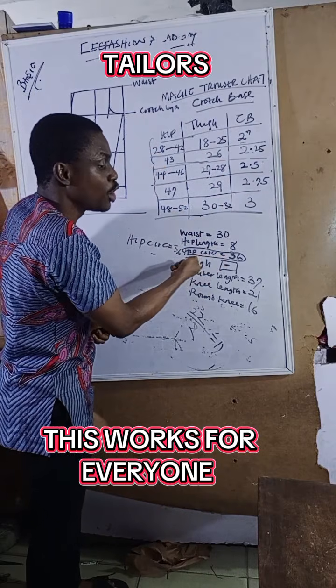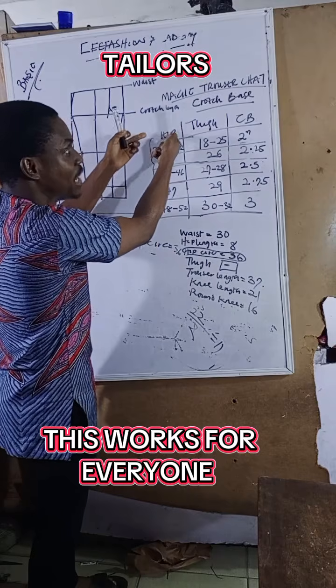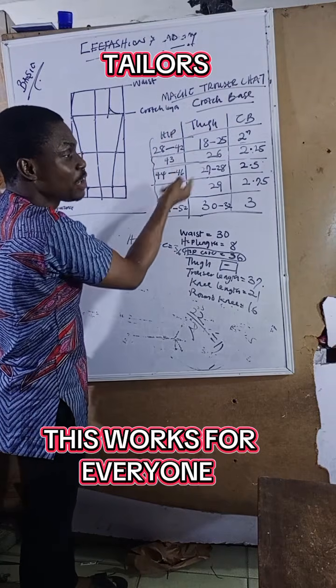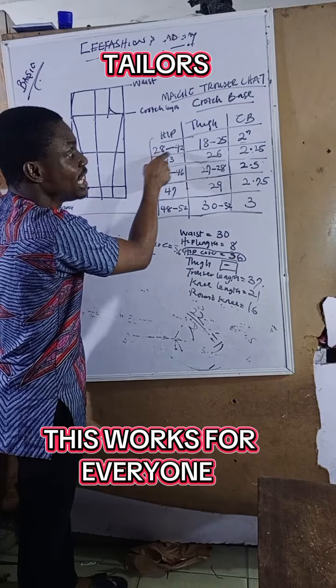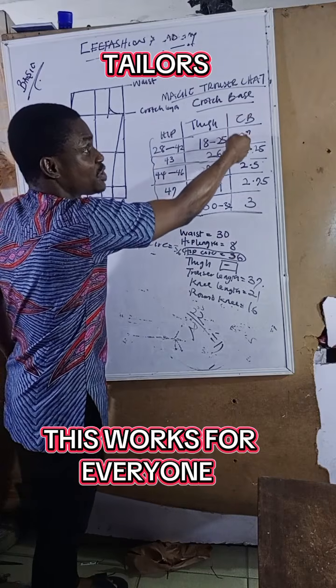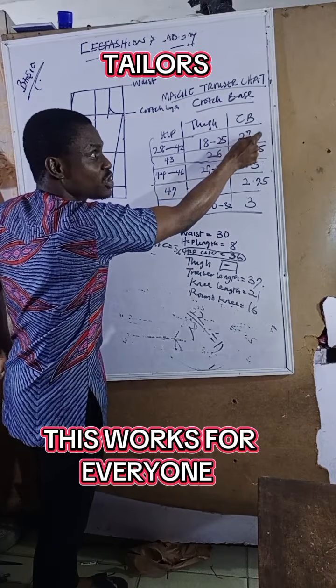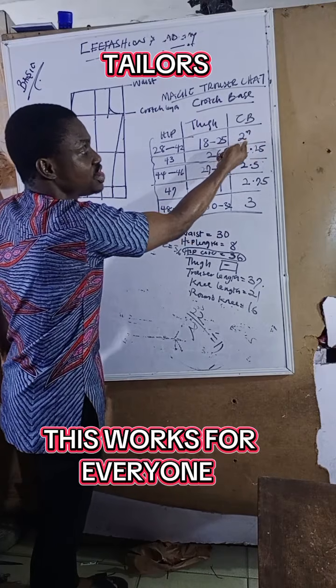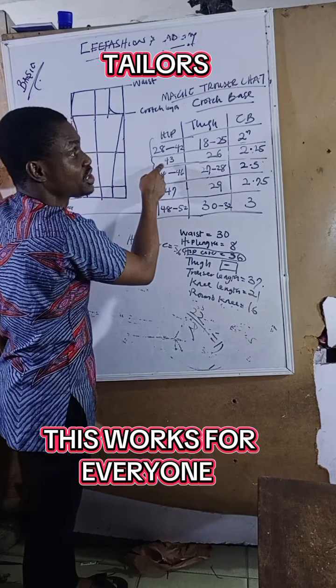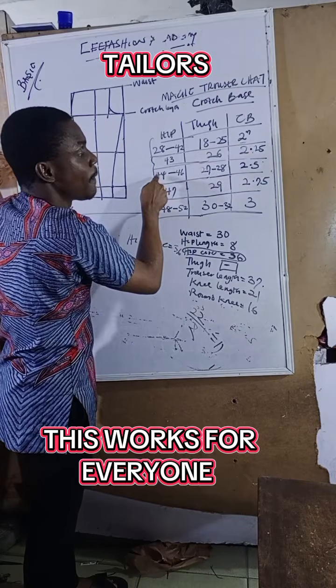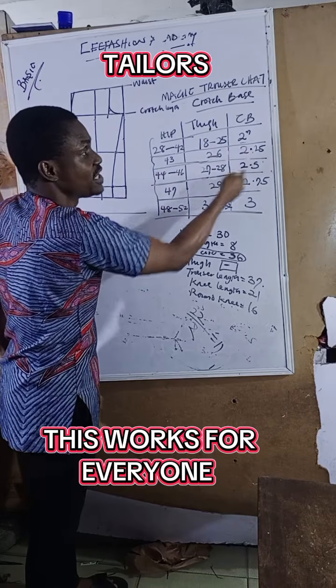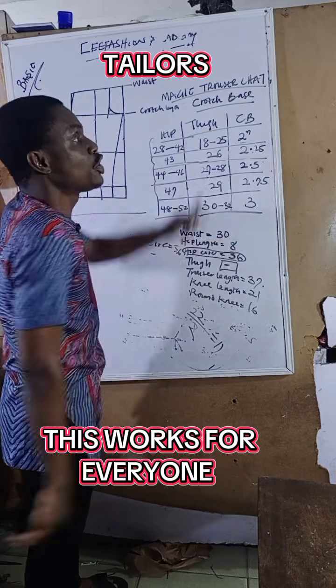Now for you to get the crotch base for a hip of 36 inches, all you have to do is look at this. As you can see, look at the hip side. A hip of 28 to 42 gives a crotch base of 2 inches, so the crotch base for this particular 36 is 2 inches, as you can see. Now when you look at the second one, a hip of 43 is going to be 2.25. Now a hip of 44 to 46 is going to be 2.5. So that's how you get it.